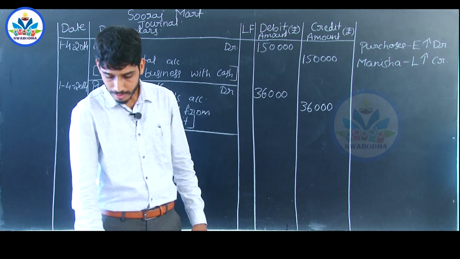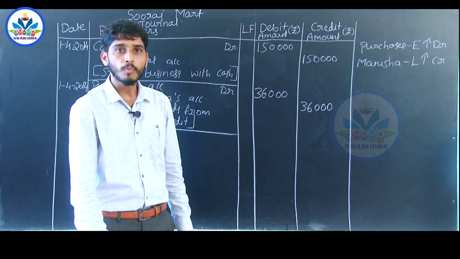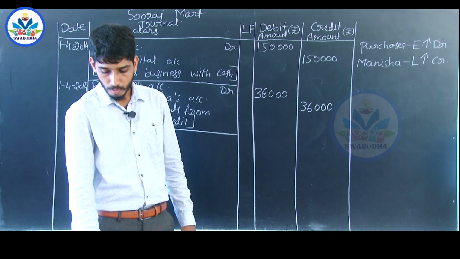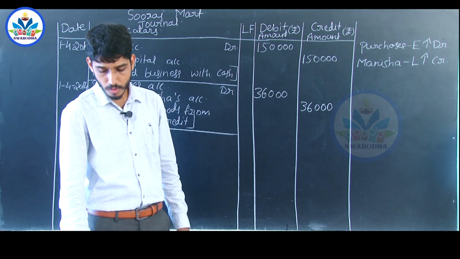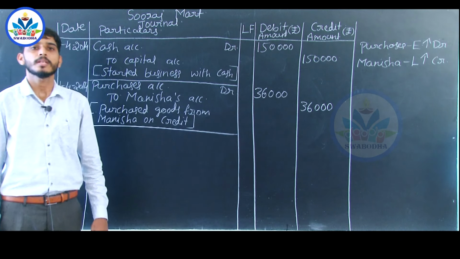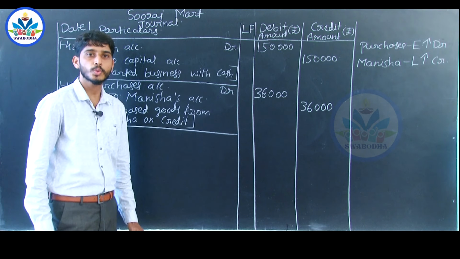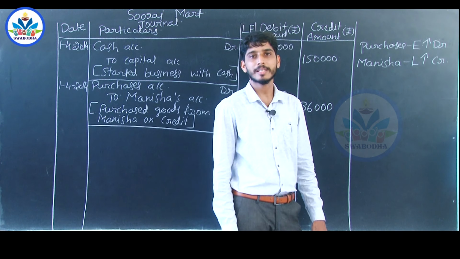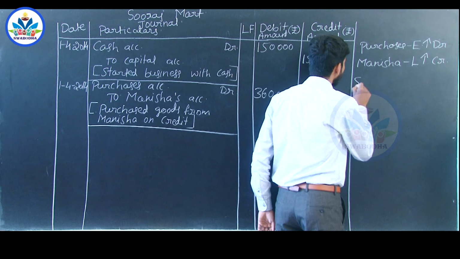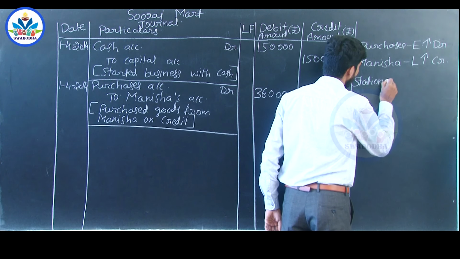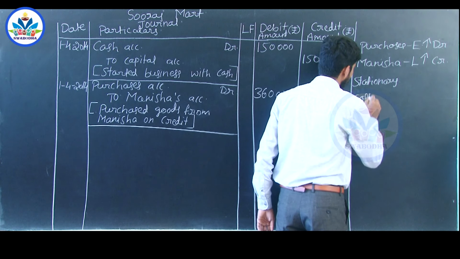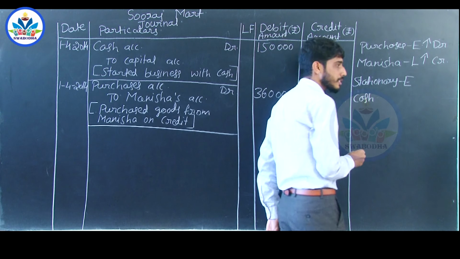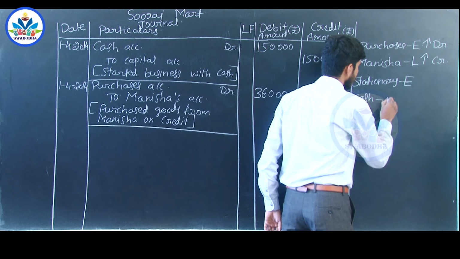The third transaction is again on 1/4/2014, stationery purchased for cash rupees 2,200. The two accounts which are involved in the particular transaction are the stationery account and cash account. Stationery is an expense for any business and cash is an asset.